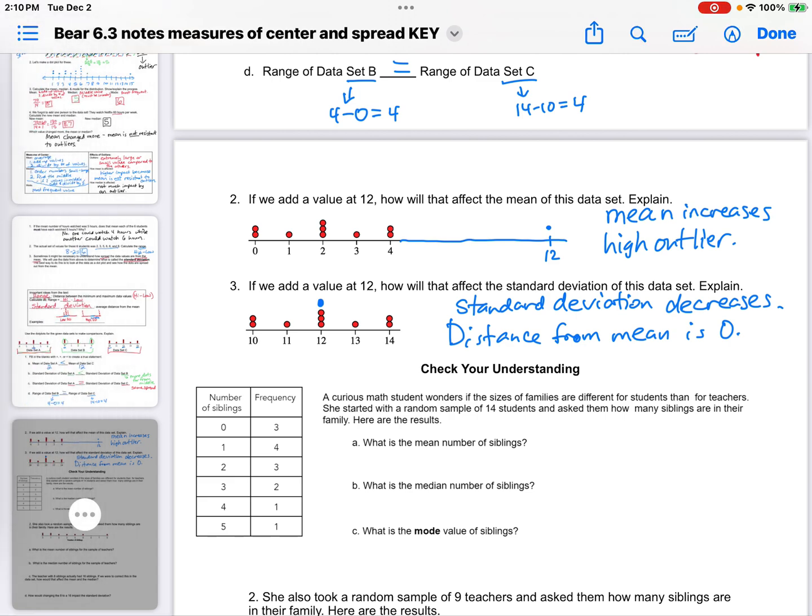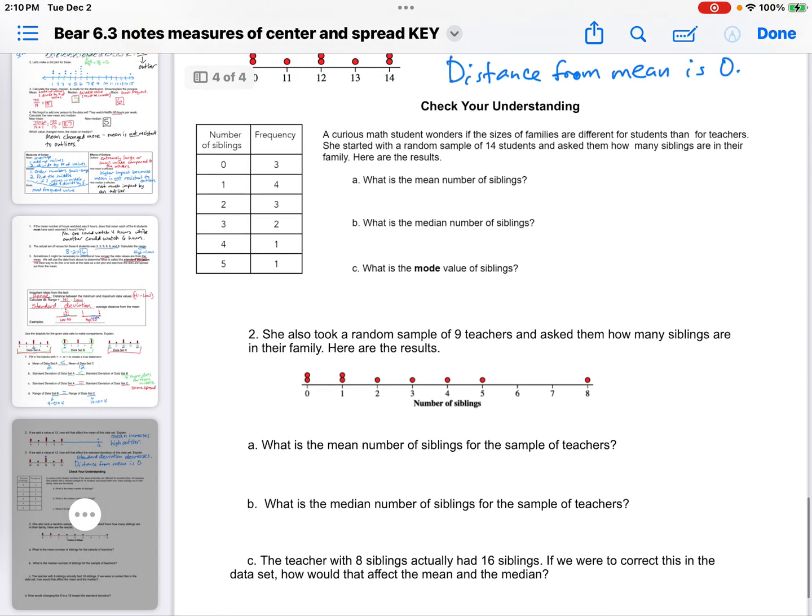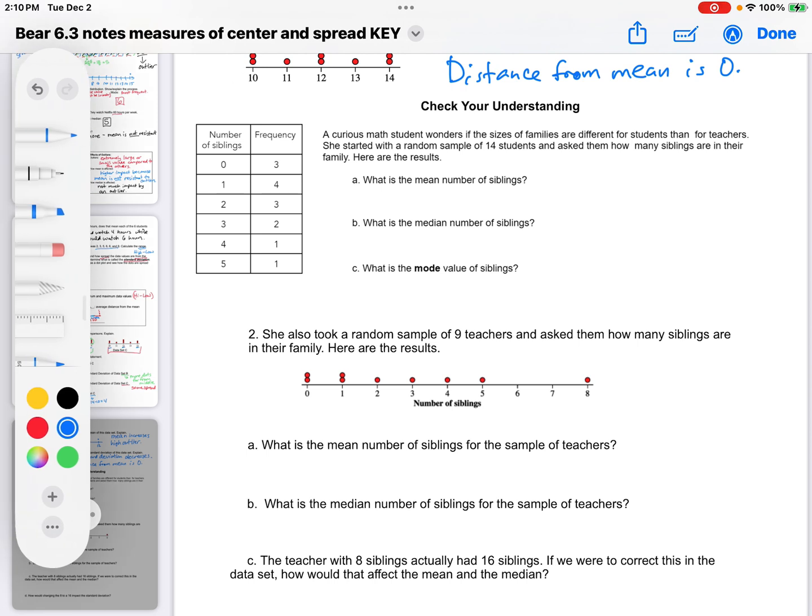All right, so now let's check in for understanding. Let's see how well we know what to do here. We have a curious math student who wonders if the sizes of families are different for students than for teachers. She started with a random sample of 14 students and asked them how many siblings are in their family. And here are their results.